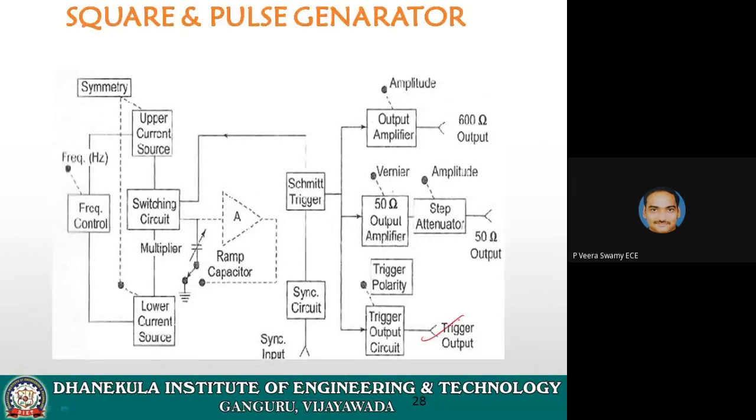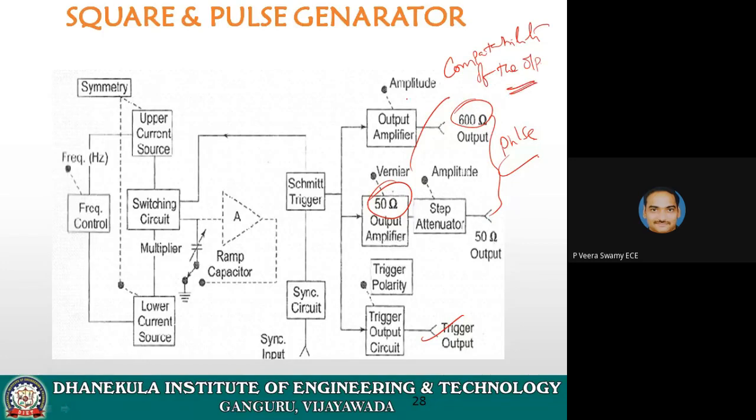So this is square waveform and this is nothing but pulse. Sorry for the delay. Here 600 ohms and here this is 50 ohm. According to the requirement, we can select these two types of 50 ohm and 600 ohm. These two are for compatibility of the output. For each and every device, we are taking the compatibility issues.